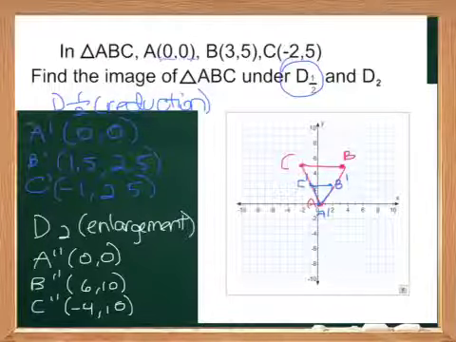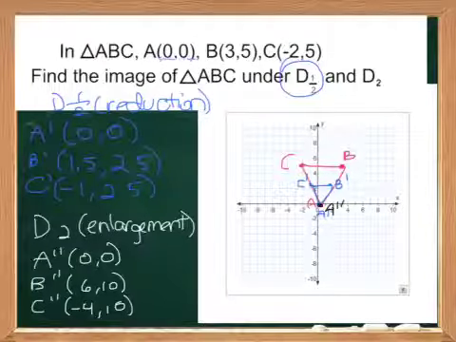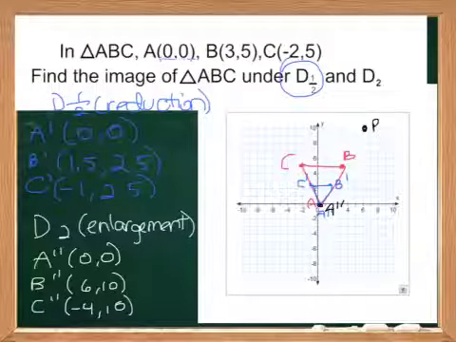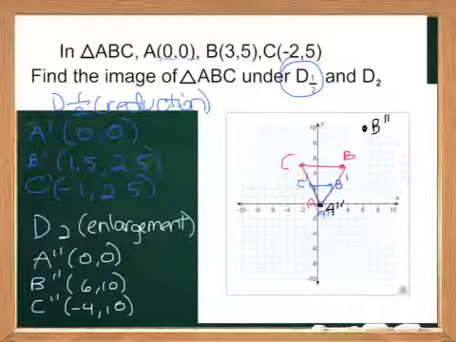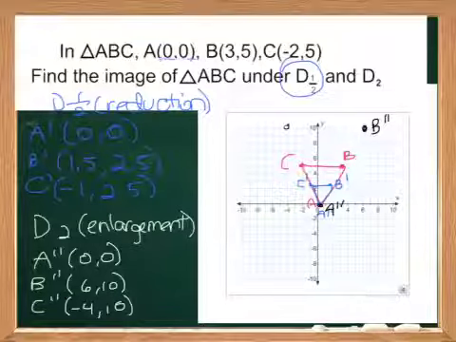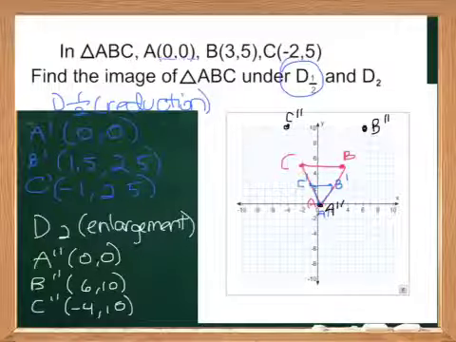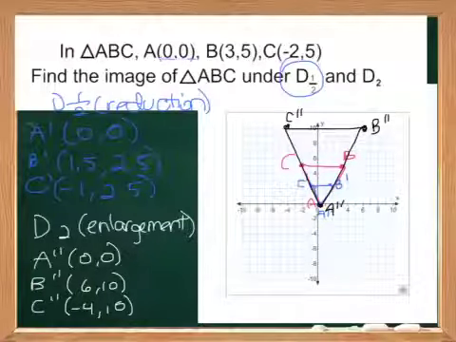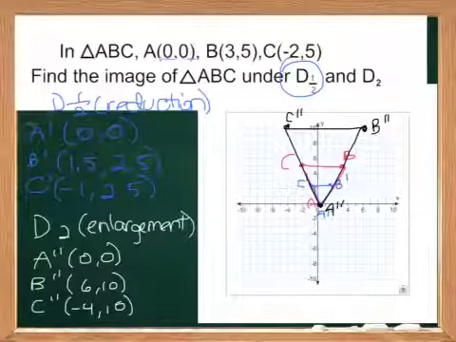So we have 0, 0 is our A double prime. 6, 10 is our B double prime. And negative 4, 10 is our C double prime. And then again, using a ruler, a straight edge, connect our vertices. So there we have our enlargement, which is our double prime, and our reduction, which is our single prime.